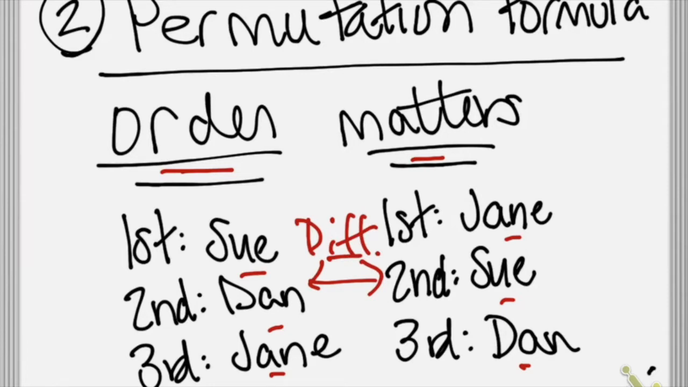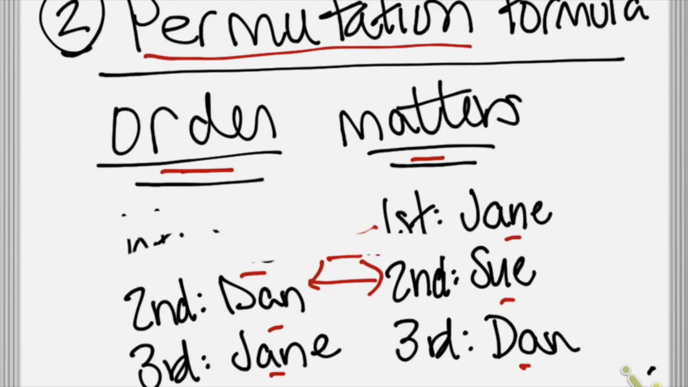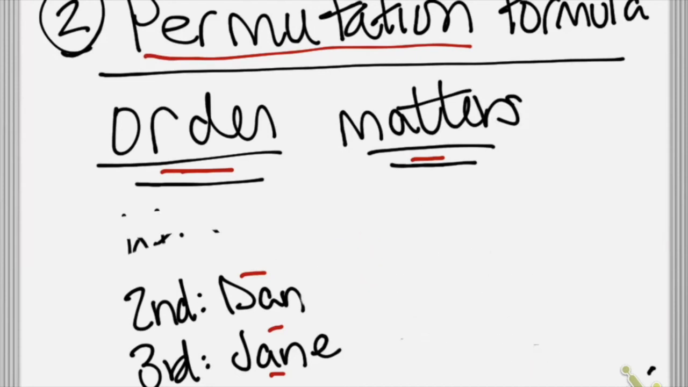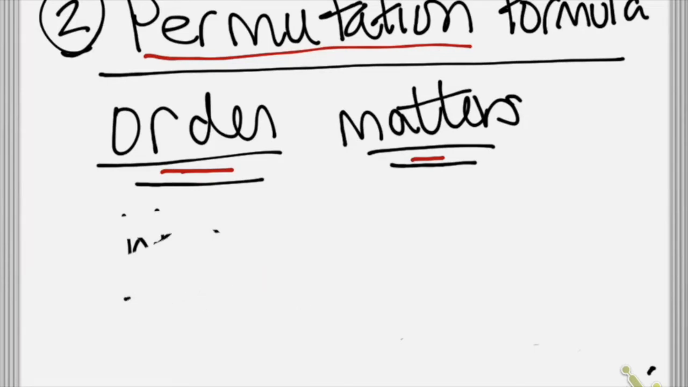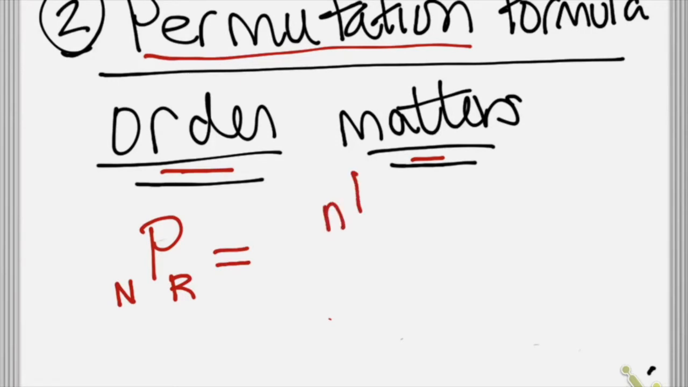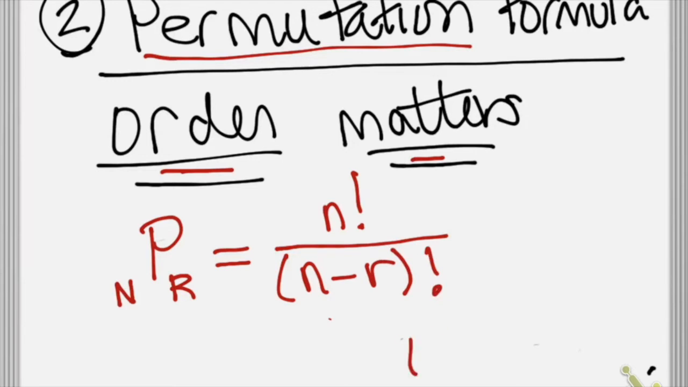When we're trying to apply this to a situation where order matters, that's when we're going to use the permutation formula. Let me just show you really quick what it looks like, and then we'll go through what a factorial is, and then we will look at a couple of examples. So for the permutation formula, we have n number of objects available, we're selecting r number of objects each time, and so it's n factorial divided by (n minus r) factorial.